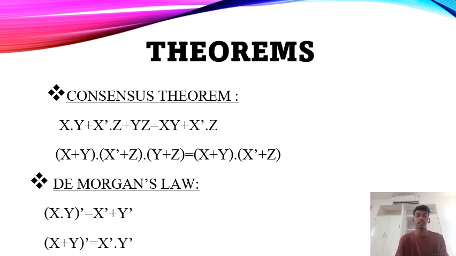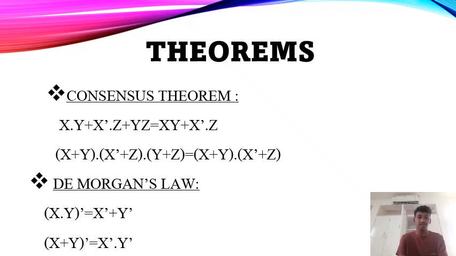Here we have three theorems: the consensus theorem, De Morgan's theorem, and one more. The consensus theorem means we have the multiplication of pairs of two inputs. Here x into y is one pair, x bar into z, and y into z. These are the three pairs. The sum of these three terms is equal to x into y plus x dash into z.